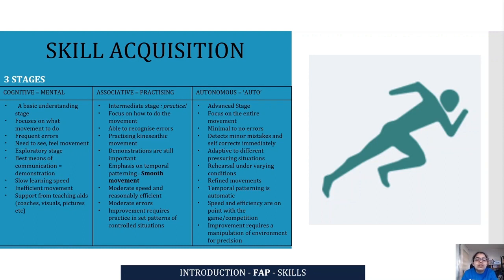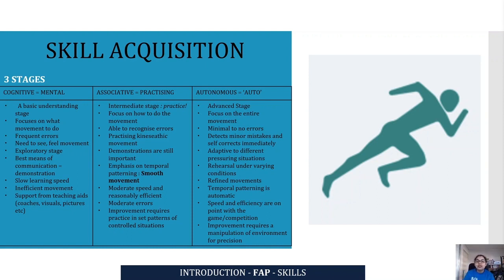So now we also start to adapt to different pressuring situations, and we rehearse under varying circumstances as well, varying conditions. So the movements are refined. Temporal patterning is automatic, and speed and efficiency are on point with the game or competition.